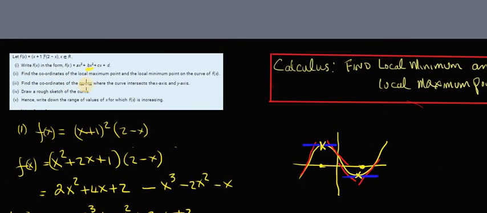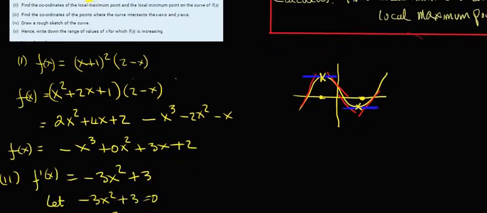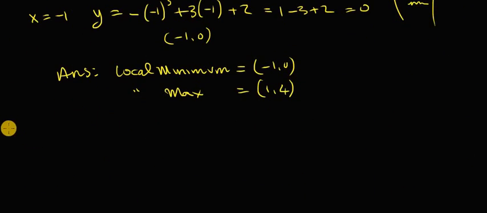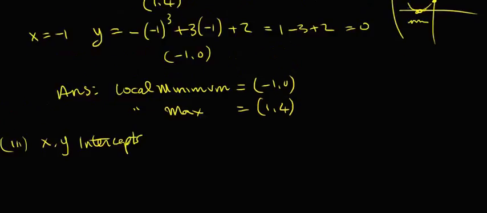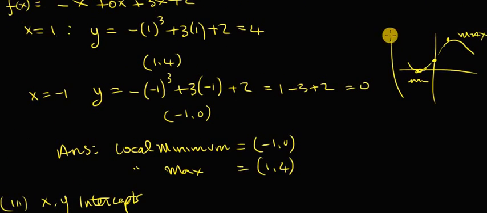Find the coordinates of the point where the curve intersects the x-axis and the y-axis. So part 3. We're going to find the x and the y-intercepts. So effectively what we're trying to find is this point here, this point out here, and this point. We know what this one is. That's equal to minus 1, 0. Okay, so let's do that.